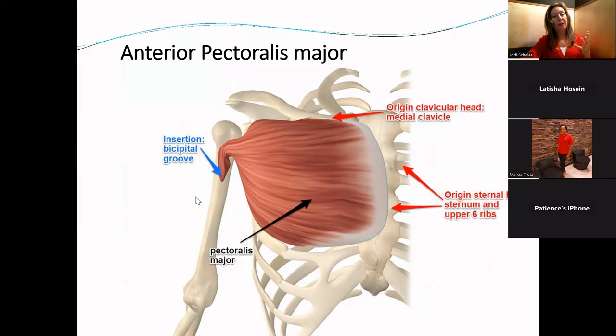And one muscle that we've mentioned briefly, but I wanted to show you, was the pectoralis major. This nice big major muscle originates here on the sternum, and it inserts into a little area called the bicipital groove.